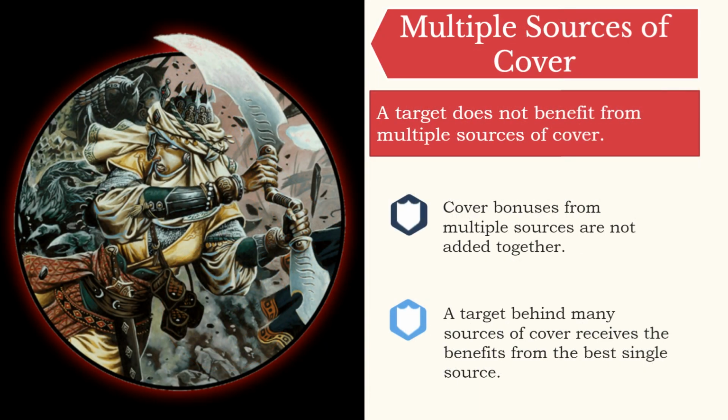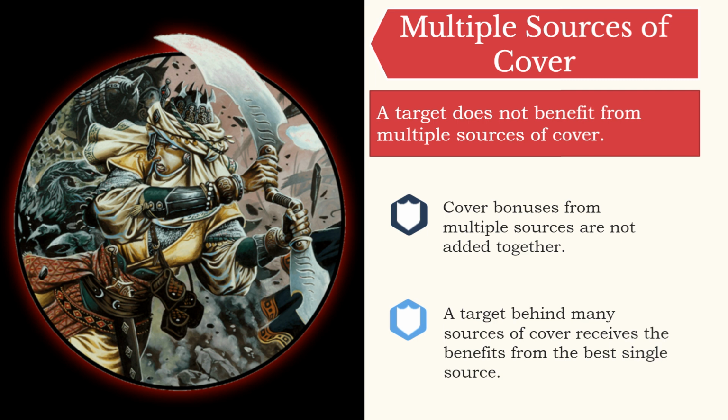The rule of thumb to remember when dealing with multiple sources of cover is that they do not stack, meaning you do not add the bonuses from multiple sources together. Instead, you grant the target the benefits of the single greatest source of cover. For example, if you are making a ranged attack at an enemy who is standing behind a waist-high wall, and there's also an ally between you and them, then the target receives a +2 bonus to armor class and dexterity saving throws only once. You would not add both the sources together and grant the target +4 to armor class and dexterity saving throws.